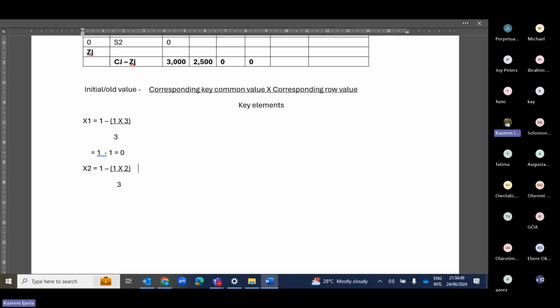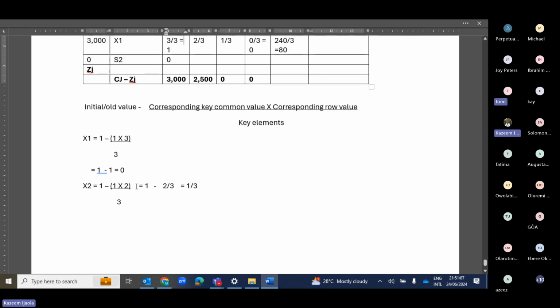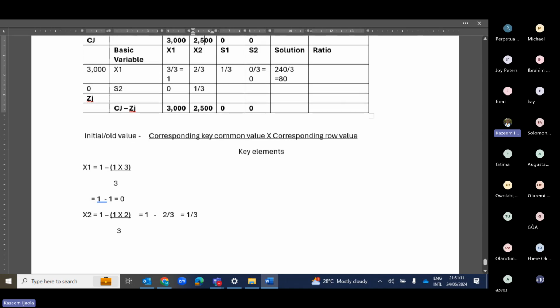Can somebody help us with the mathematics here? So this is equal to 1 minus 1 times minus 2 divided by 3. So the answer will be 1 over 3. Am I correct? Yes. So the final answer is 1 over 3.